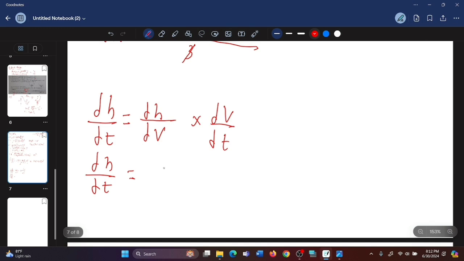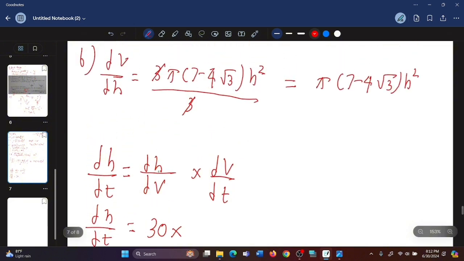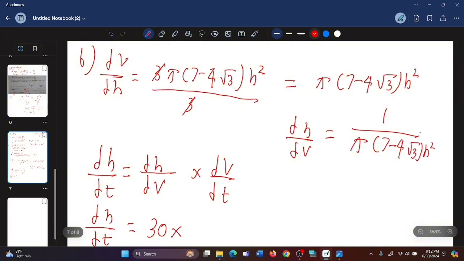So as dV by dt is 30, let's write 30. Then we multiply dh by dV. You might ask, we know dV by dh, not dh by dV. But dh by dV is just the reciprocal of dV by dh, so we can just flip this equation to get dh by dV. We just have to take the reciprocal, then it becomes 1 by pi (7 minus 4 root 3) h square.